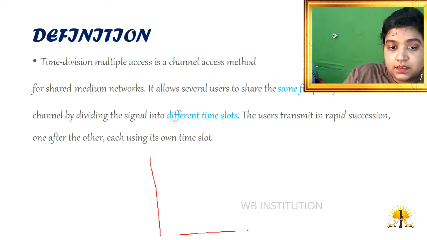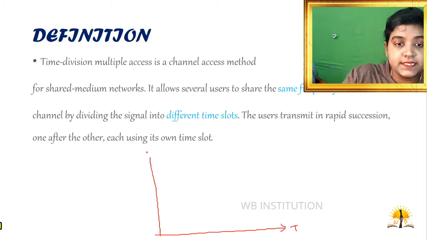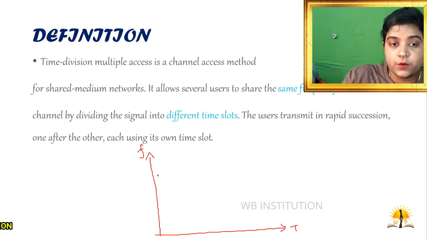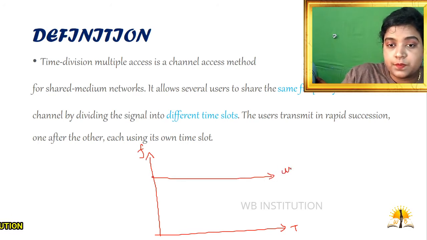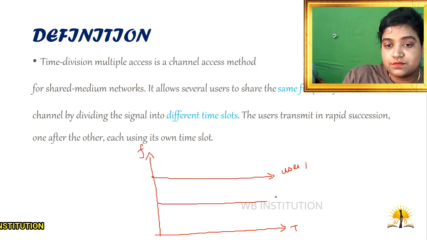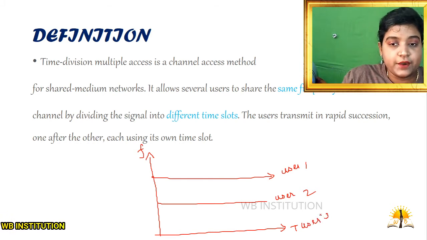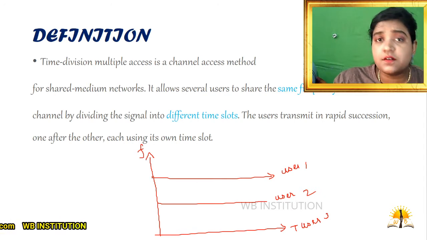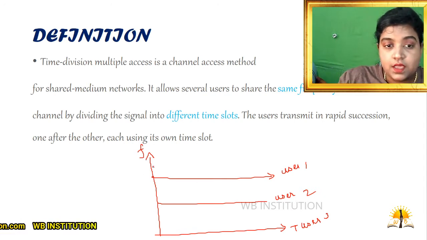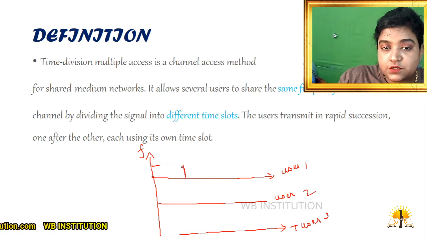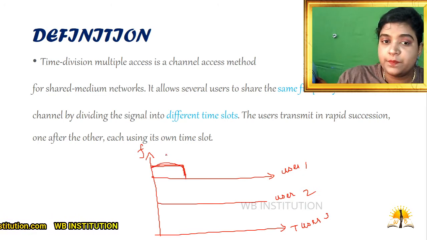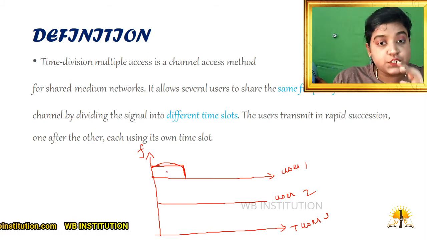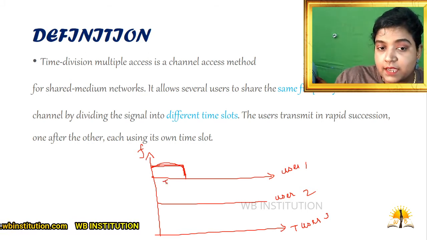See, this is going to be my time and this arrow is frequency. This is going to be my user 1, this is going to be my user 2, and this is going to be my user 3. Got it? So I have a particular set of frequencies, the entire frequency band which I am going to transmit. This entire set of frequencies is used by user 1 at a particular time slot of t1.